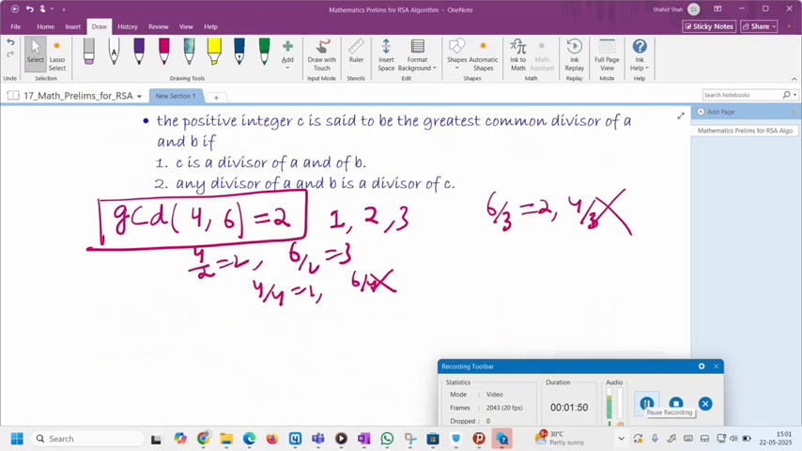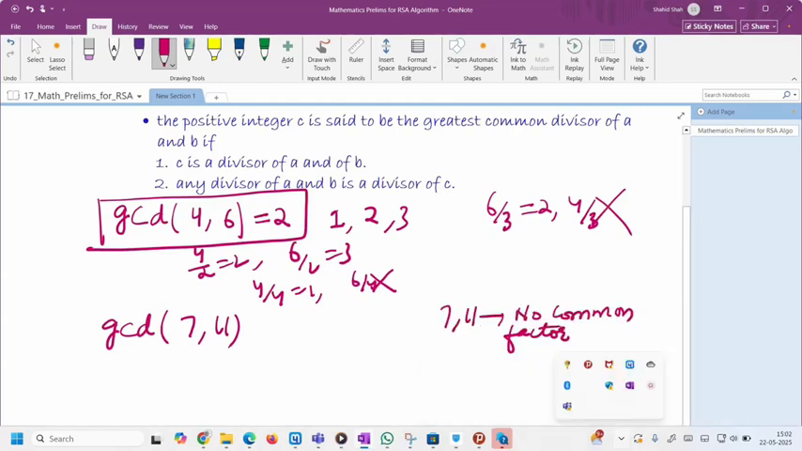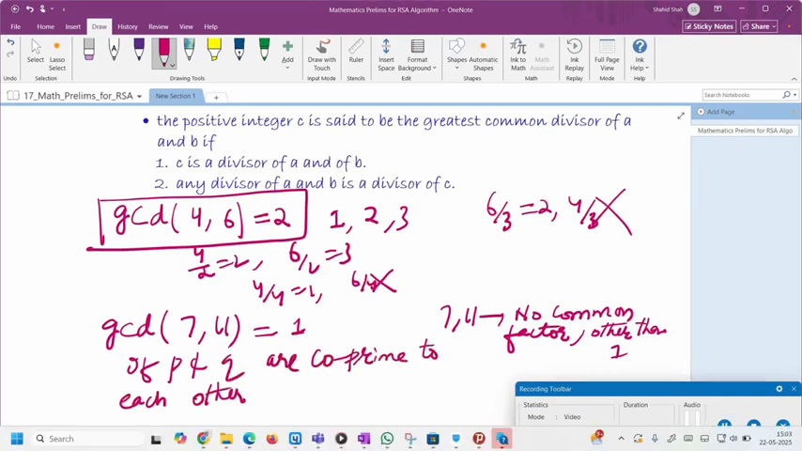A very interesting case is to find the GCD between two numbers which are co-prime to each other. Let's take an example of 7 and 11. What do we mean by co-prime? 7 and 11 have no common factor other than 1. Now what is the GCD of both of them? Of course, the only common factor between them is 1, so it is 1. This is a very important result: if P and Q are co-prime to each other, then GCD of P and Q is 1.